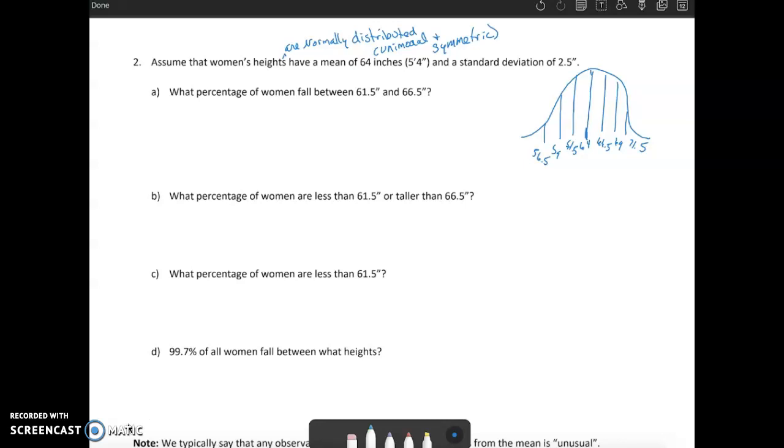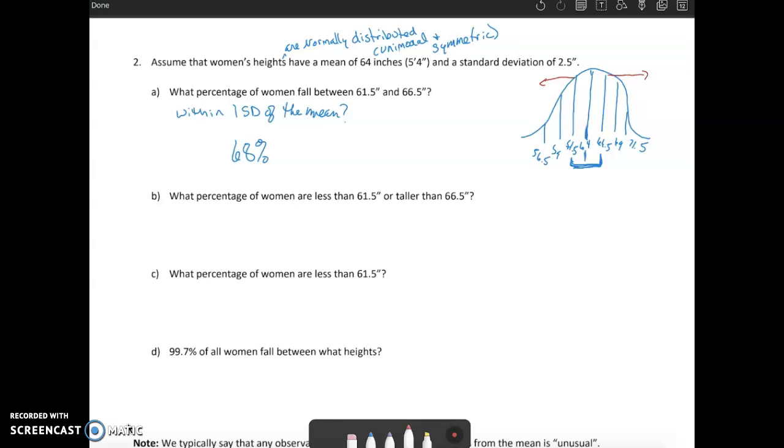So what we can do is we can see, okay, well here's my mean, that is the same thing as asking within 1 standard deviation of the mean. So by the empirical rule, we can say that that's 68%. What percent of women are less than 61.5 inches, so this direction, or taller than 66.5 inches?